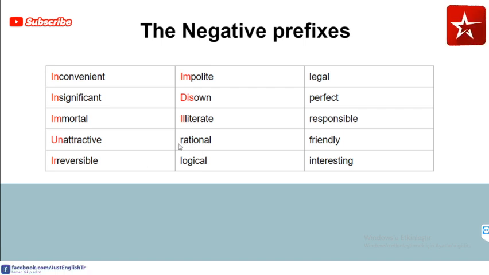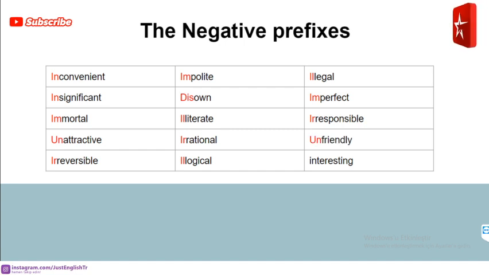It begins with an R, so of course it's irrational. And then logical begins with an L, so of course it's illogical. And legal, for the same reason, we have illegal. Perfect, it's a bilabial, m, p, b, so we know it should be imperfect. Responsible, as many of you have already guessed, it begins with an R, so it's irresponsible. Friendly, well, we have unfriendly, and interesting, we have uninteresting. So let's continue to the next one.